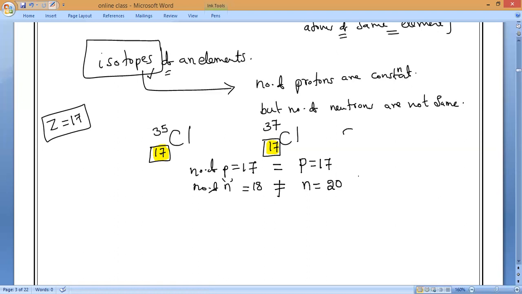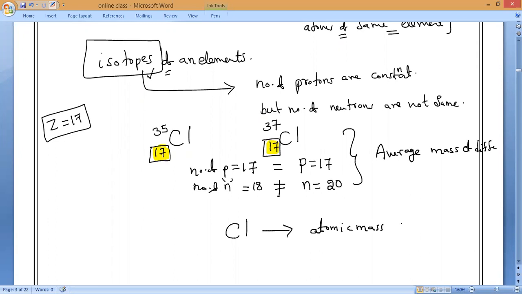So in these cases, we take the average mass of the different atoms. If you take the average mass of different atoms, this one plus this one, then only we get the atomic mass of chlorine. What is the atomic mass of chlorine? 35.5 u. It is not 35, it is not 37, it is 35.5 u.